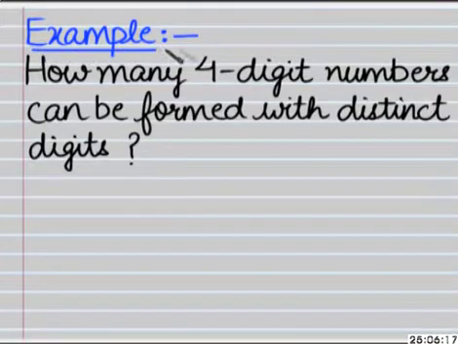Let us see another example. How many 4-digit numbers can be formed with distinct digits?